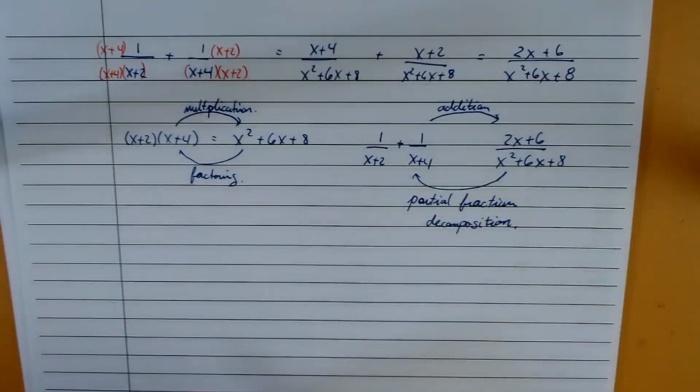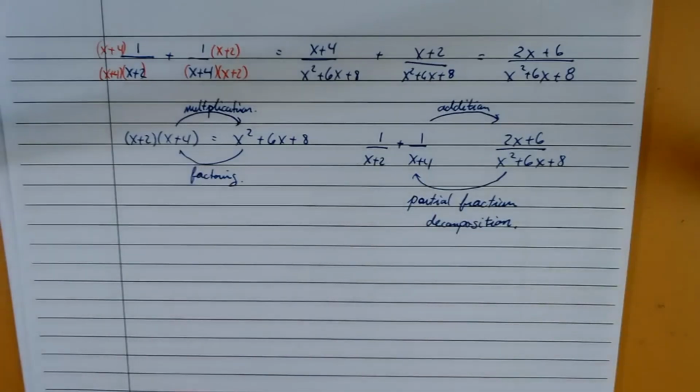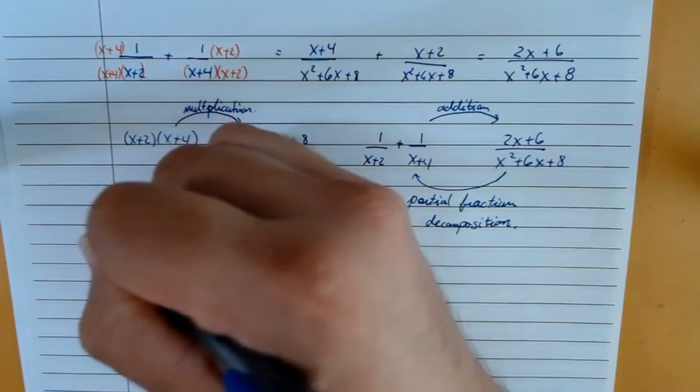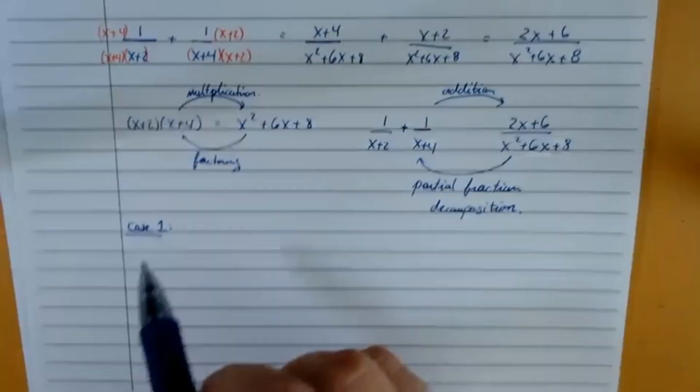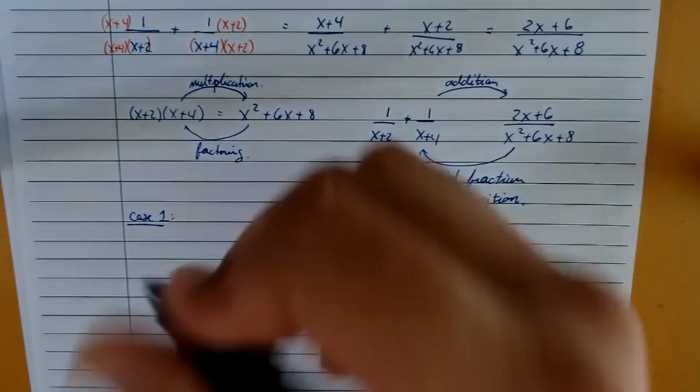Well, it turns out that it depends on what the numerator and the denominator are like. So here, instead of having a single way of doing this, we're going to separate it into a few different cases. All right, so case number 1 is what happens when your denominator is made up of distinct linear factors.